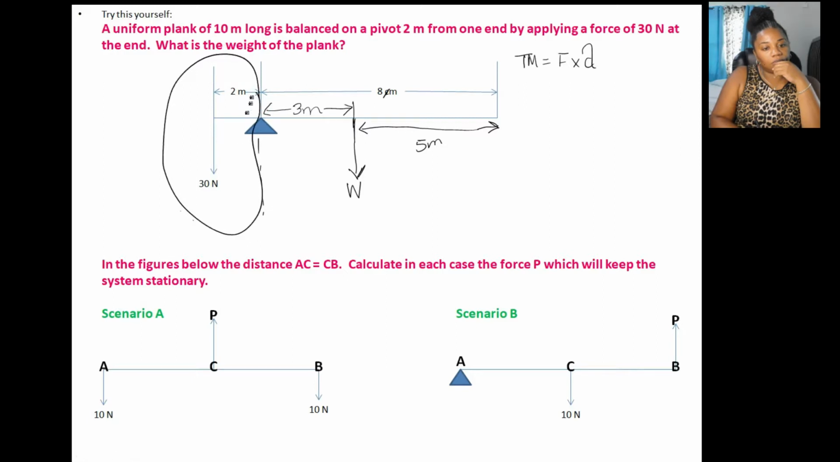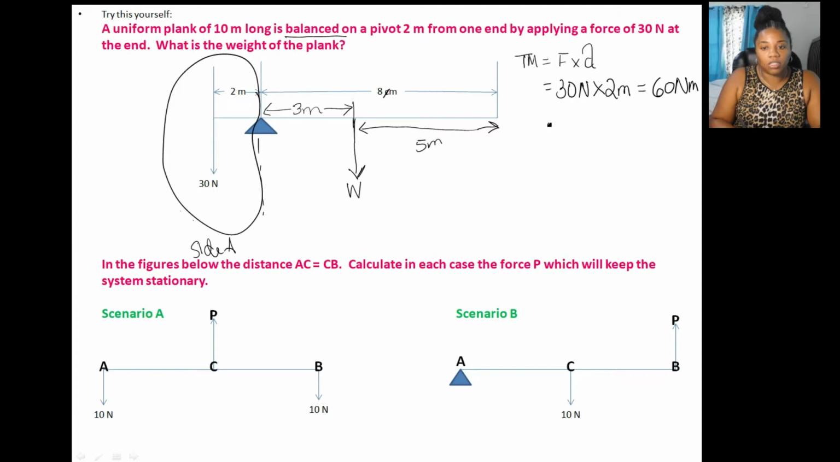we're gonna call this side A, is 30 newtons times 2 meters, and that will give us 60 newton meters, right? So if this whole thing is balanced, it said it's balanced right here, we want to know what must be the force, because the weight is equal to force, right? What must be the force?